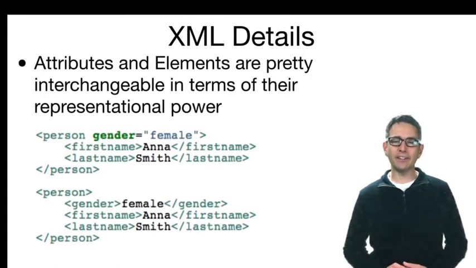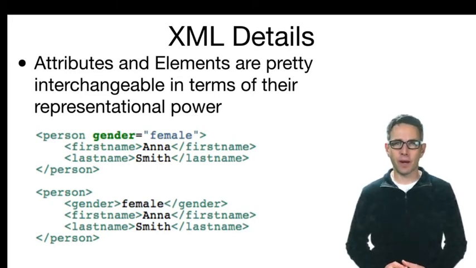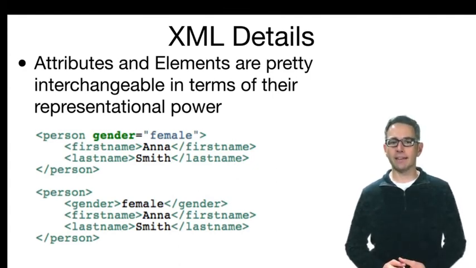Finally, as I mentioned previously, attributes and elements are pretty interchangeable in terms of their representational power. So take this example of trying to represent a person whose first name is Anna and last name is Smith. If you would also like to capture her gender within the data of this XML document, you could either do it by assigning an attribute called gender to the person tag and setting that equal to the string female, or you could do it by eliminating the attribute and adding a new child tag to the person tag. That new child would have the tag name gender, and you would include the data, female, in between that tag. So the first example and the second example are very nearly interchangeable in terms of their representational power, but just different ways of structuring your data.